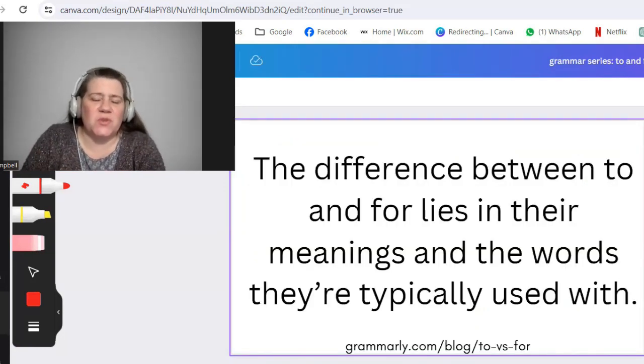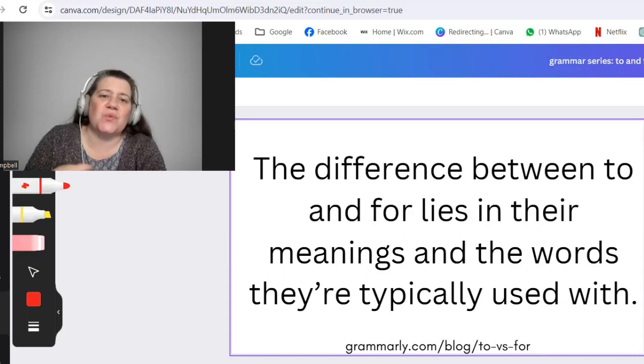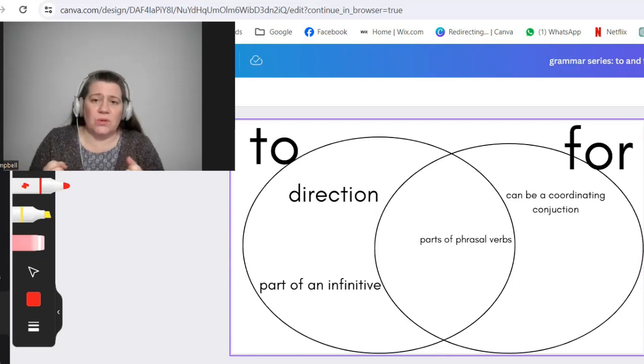The main difference between "to" and "for" has to do with the meanings and the words that they're used with. So it's all about collocations and context. A general rule is that "to" is for direction, and when we use it with a verb, it's part of an infinitive. And "for" is used as a coordinating conjunction. Both are very common parts of phrasal verbs. When that happens, then the "to" or the "for" comes after the verb.